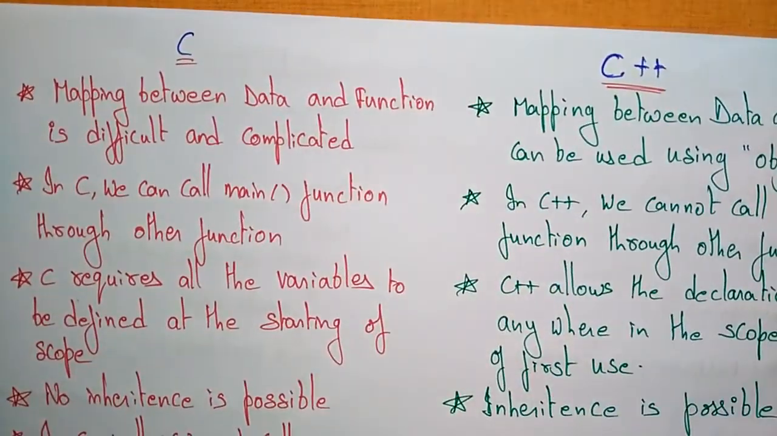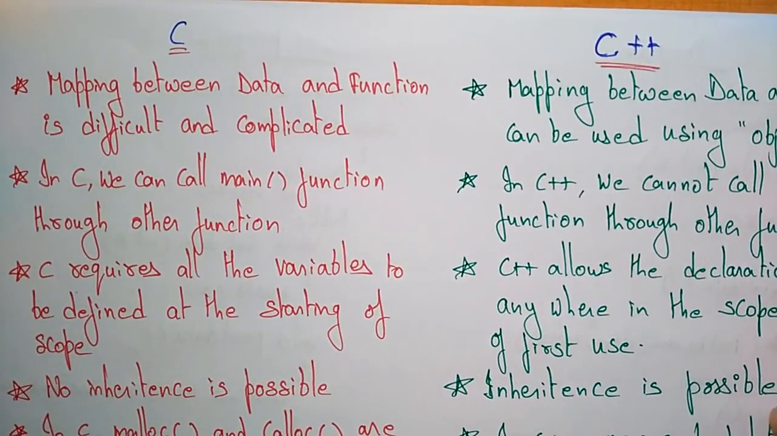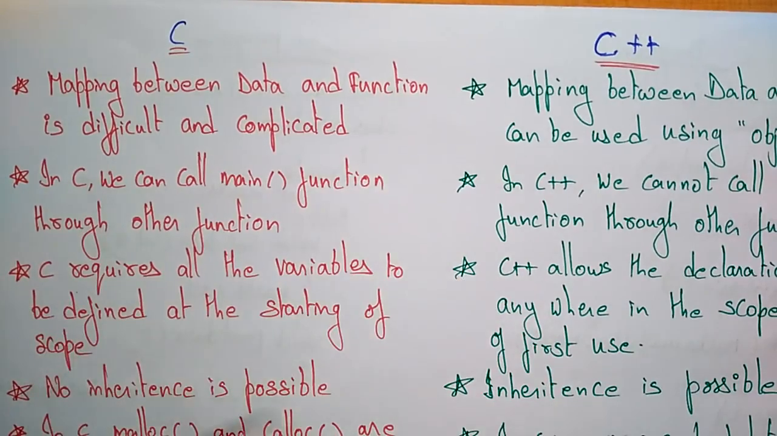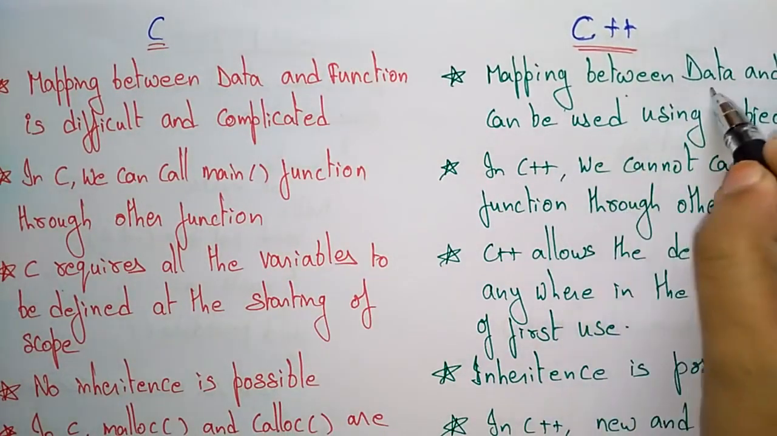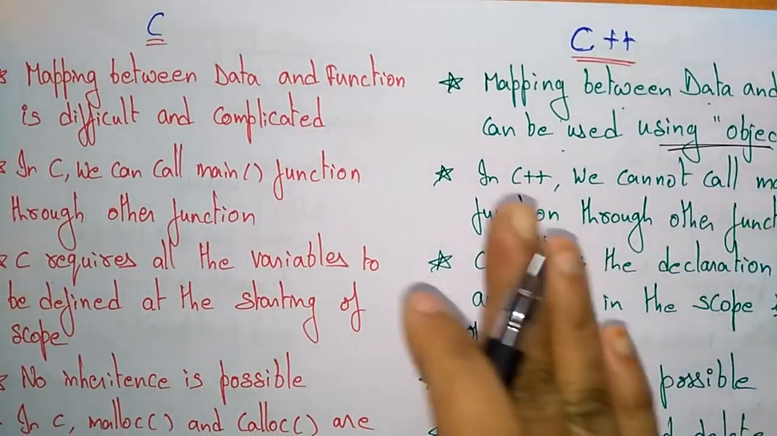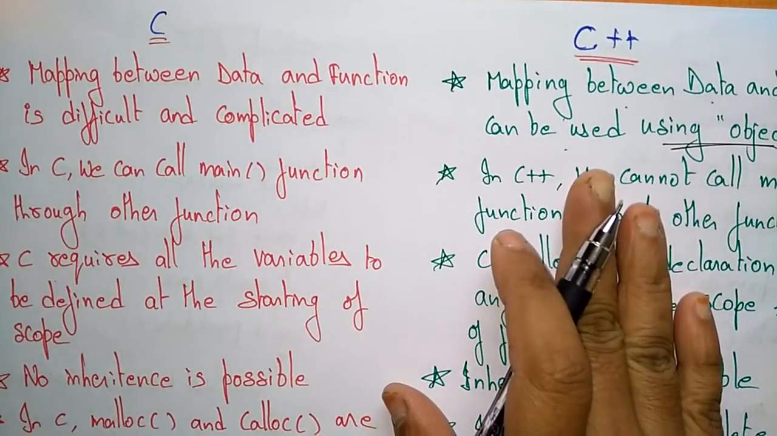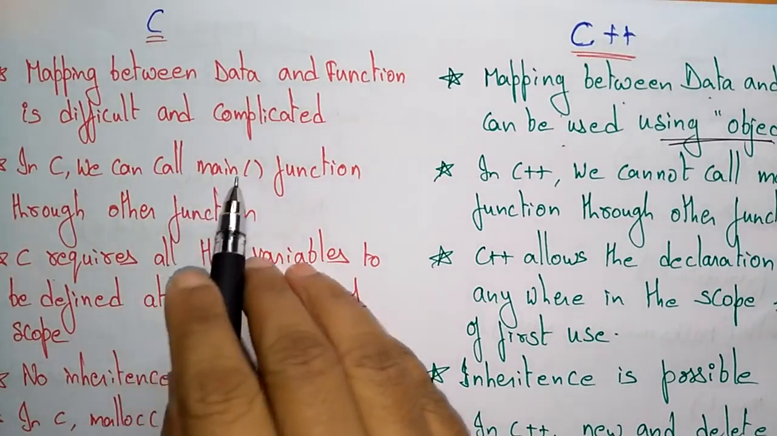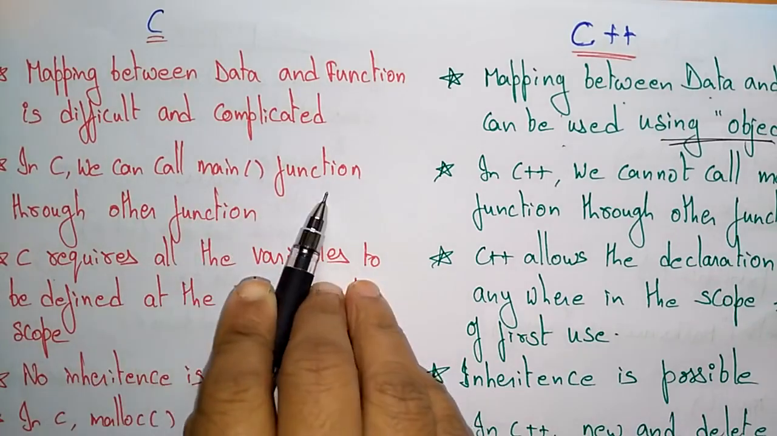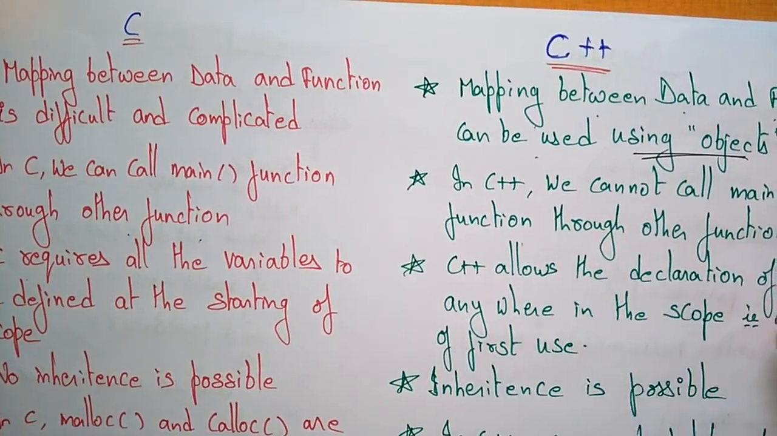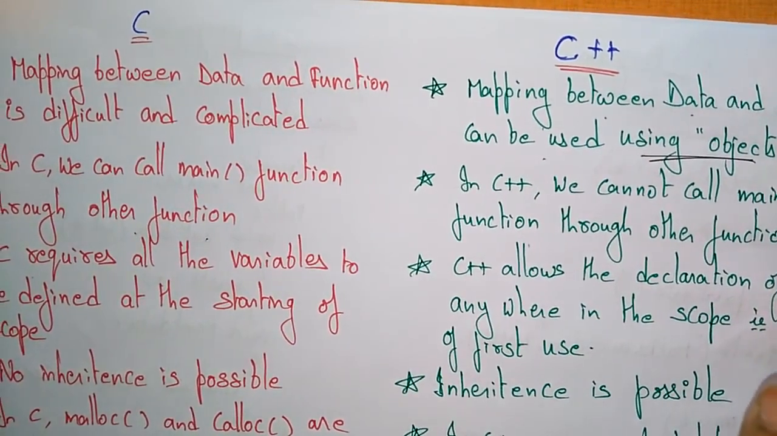Now coming to some more differences. In C, mapping between data and functions is difficult and complicated. Whereas in C++, mapping between data and functions can be done by using objects. So with the help of objects, we can map the data and functions in C++. Whereas in C, it is complicated. To call a function, we use the main function. In C, we can call the main function through other functions, whereas in C++, we cannot call the main function through other functions.